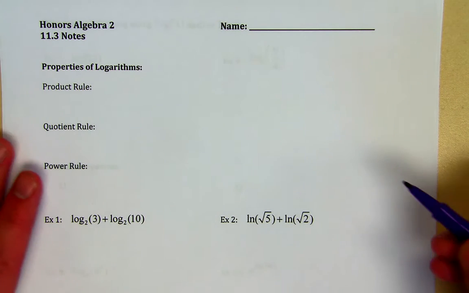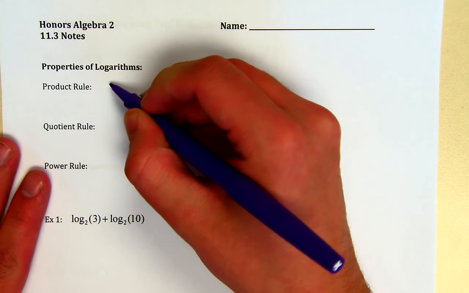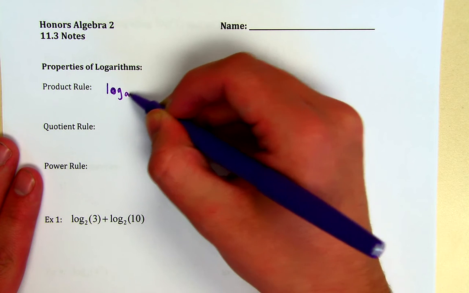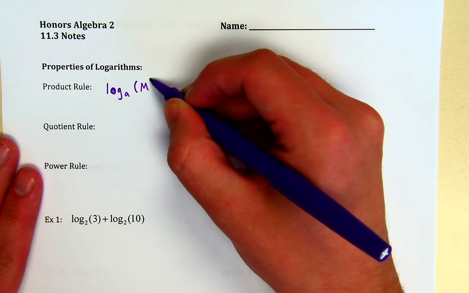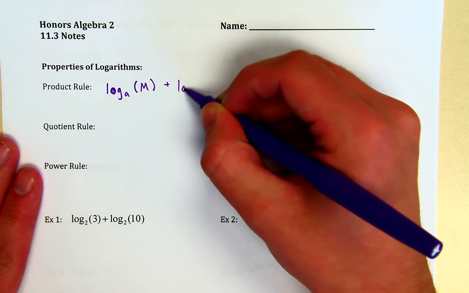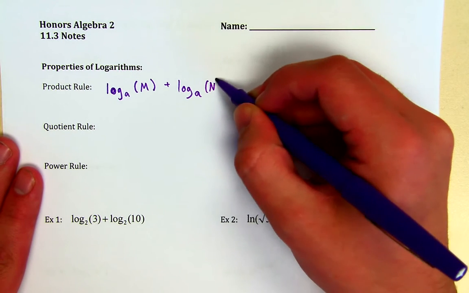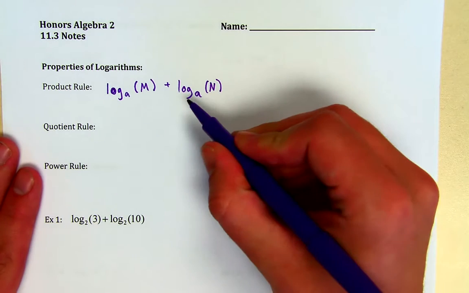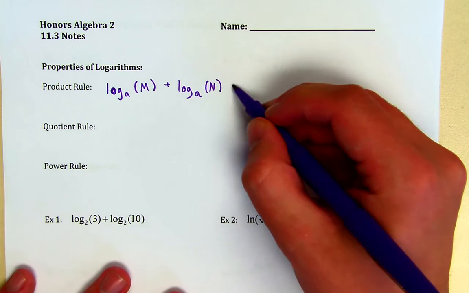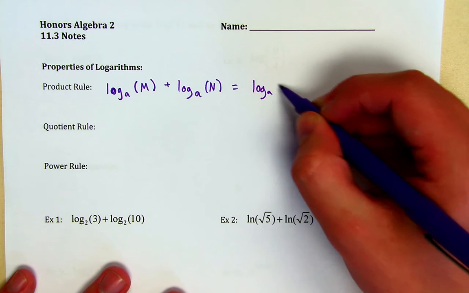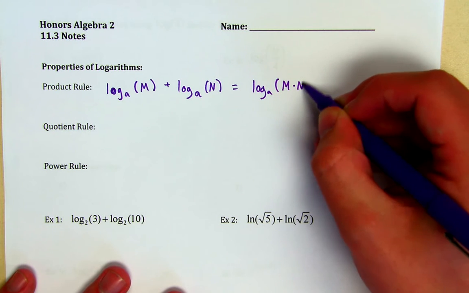The product rule is: if I have log base a of m, and I'm adding it to log, same base a, of n, the product rule tells me that if I have the sum of two logs with the same base, I can rewrite that as log base a of m times n.